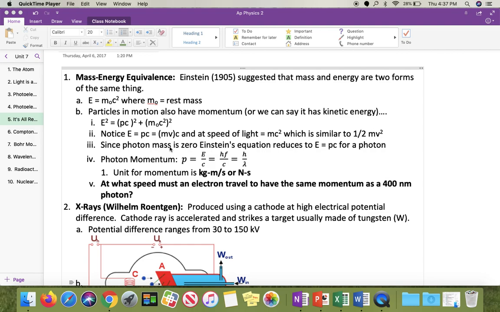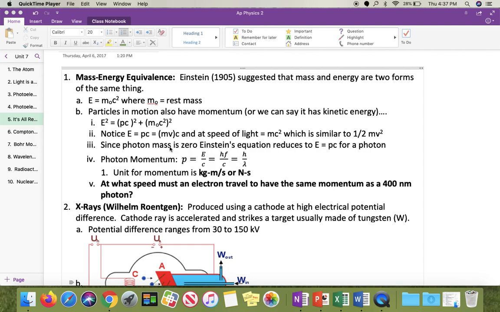So if we rearrange E equals PC to solve for momentum, we have momentum is E over C, which E, once again, is h times f. So remember, wavelength is simply C divided by f. So this equation simplifies down to momentum is h over lambda.